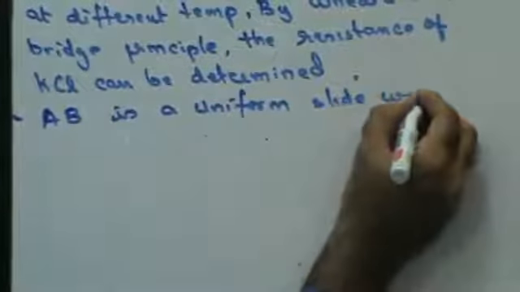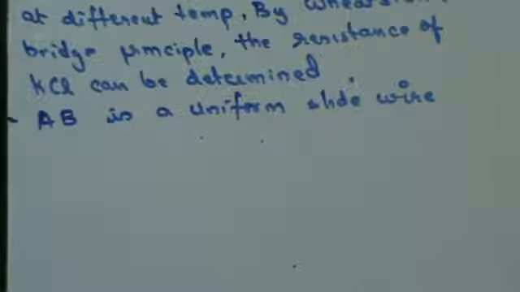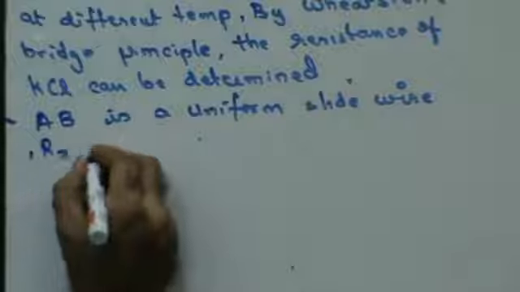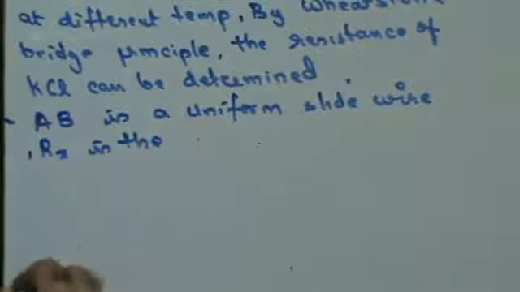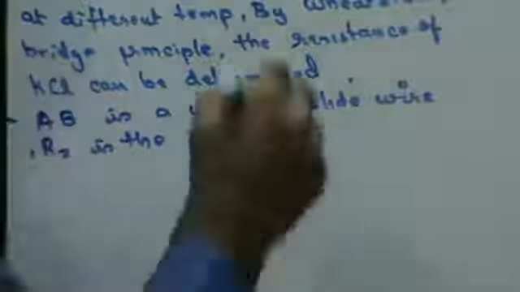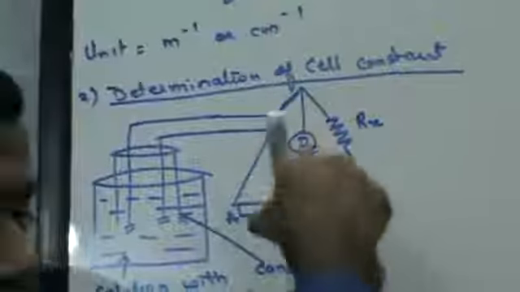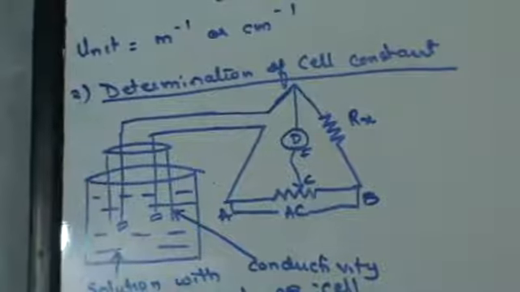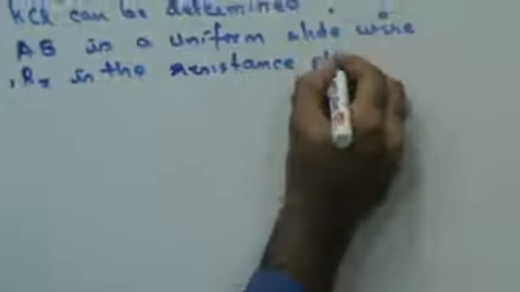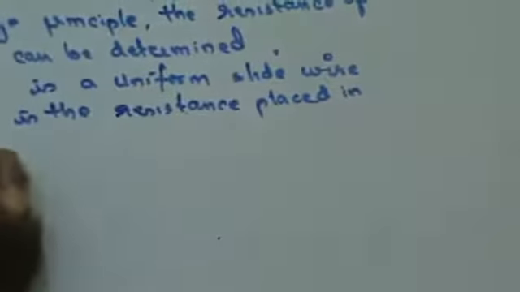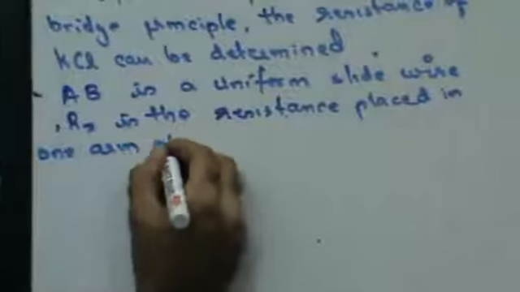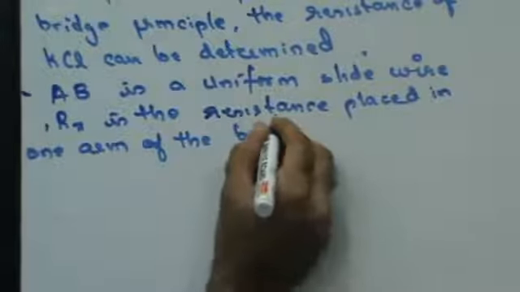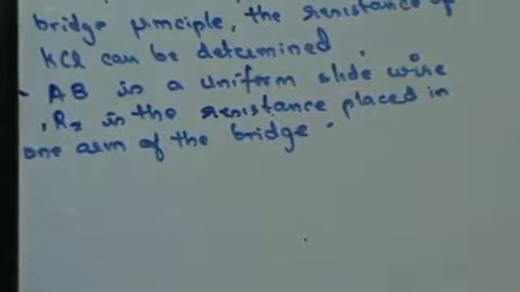AB is a uniform slide wire. Right? Let's assume that Rx is a variable resistance placed in one arm of the bridge. I'll just show you my Rx, guys. Can you see this? This is my Rx. Rx is the resistance placed in one arm of the bridge.